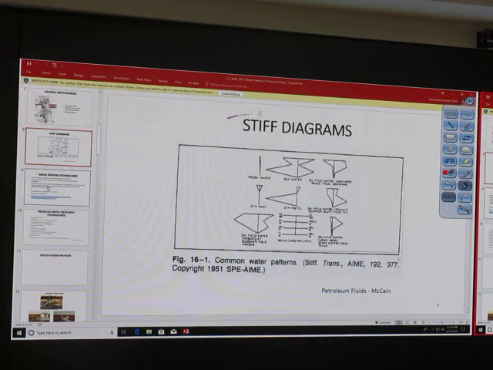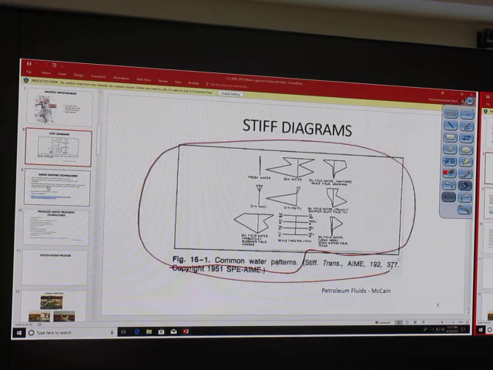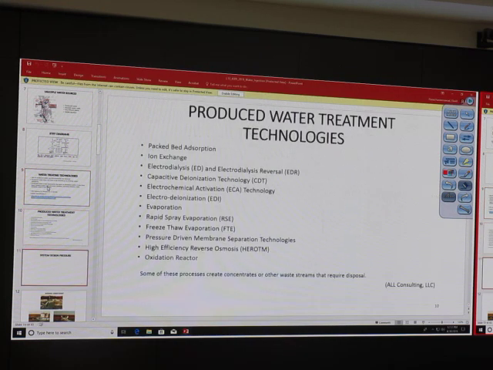What is the name of this diagram? Stiff diagram. Okay. This is telling about the signature of the composition. And you need to know the name when you see this diagram, even though the font size is extremely small. But we may say, okay, common water pattern. I'm really happy that we have that, a stiff diagram.